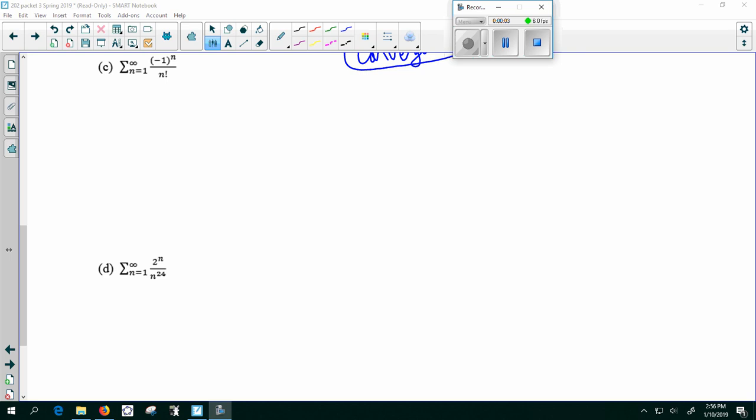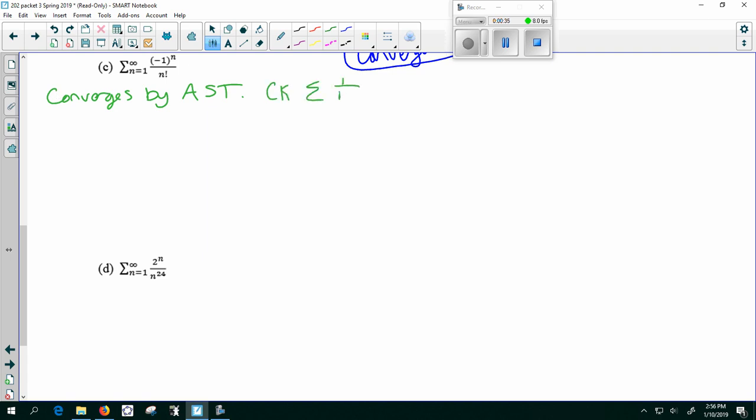The sum from n equals 1 to infinity of (-1)^n over n factorial. So this definitely converges by the alternating series test. The signs alternate from the (-1)^n. The terms are decreasing towards 0 because that denominator is getting bigger. So this converges by AST.